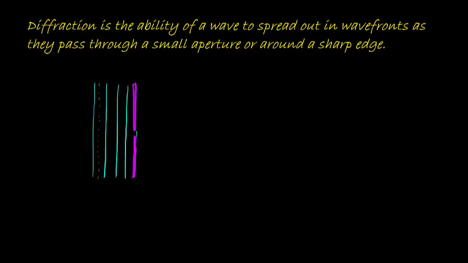There's a crest. Now I try, but I don't seem to do it very well, to draw them with the same wavelength. So obviously, the distance between the consecutive wave fronts. Remember what wave fronts are? They're connecting all the points on a wave that are in phase. So this distance here is lambda. That's the wavelength. And then there's a wave front that is just passing through the aperture.